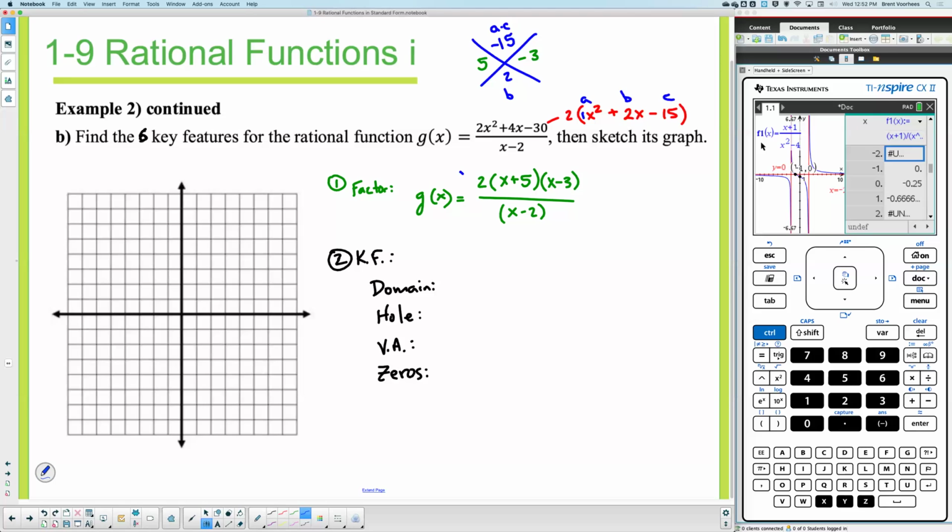So what does that mean? What's the 2? Nothing. That's nothing. What are the x plus 5 and the x minus 3 going to become? Those are zeros. So we have zeros at x equals what 2 values? -5 and +3. Good. Okay, what is this value on the bottom, the denominator? That's a vertical asymptote. That is at x equals 2. So let's fill those in. Make sure you put the x equals.